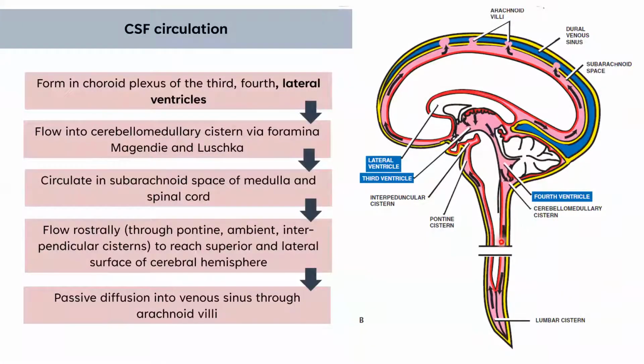And then this will flow down into the medulla and the spinal cord subarachnoid spaces, and then rostrally. So rostrally means back into the superior and lateral cerebral hemisphere through what we know as the pontine cistern, the ambient cistern, and the interpeduncular cistern. So it goes through these cisterns into the cerebral hemispheres. And once it's in the hemisphere, it can then undergo passive diffusion into the venous sinuses through what we know as these little arachnoid villi.